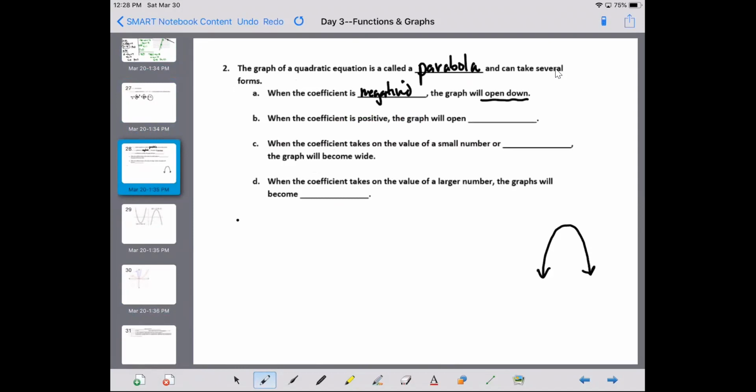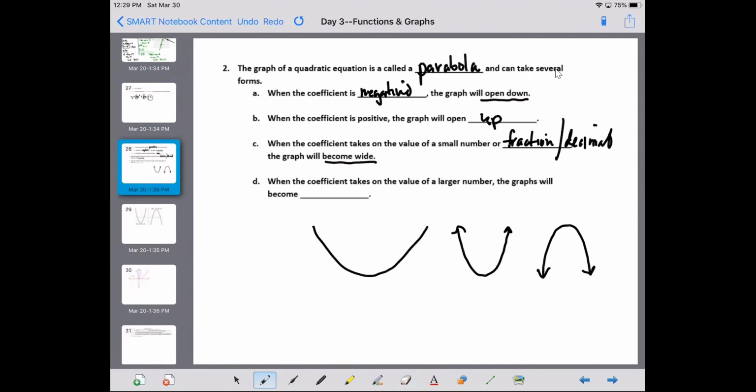And when the coefficient is positive, the graph is going to open up. So when that a value is positive, you'll see that the graph would open up. And when the coefficient takes on the value of a very small number or a fraction, or you might see it in decimal notation, well, then that graph is going to be really wide. You're going to see the graph look like this.